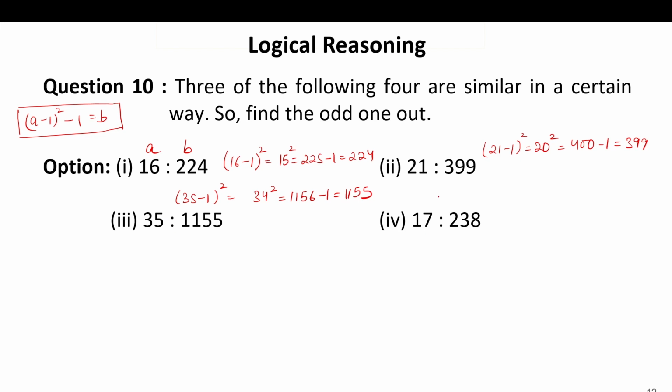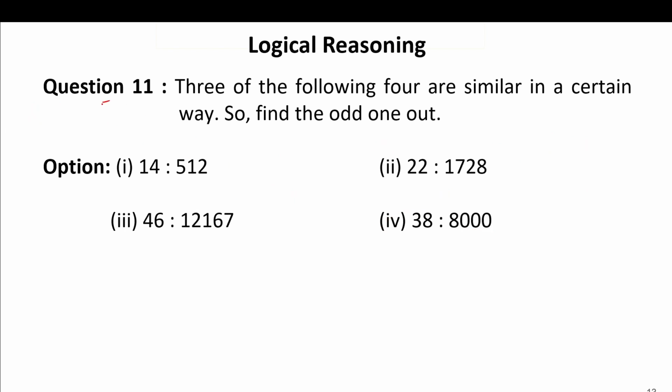But if I look at over here, I'll get 17 minus 1 square. That will be 16 square. 16 square is 256. And if I reduce 1, I'll get 255 and not 238. These are different. So over here, option number 1, 2 and 3 followed this logic. But option number 4 did not follow this logic. Therefore, option number 4 is the odd one out. Clear?